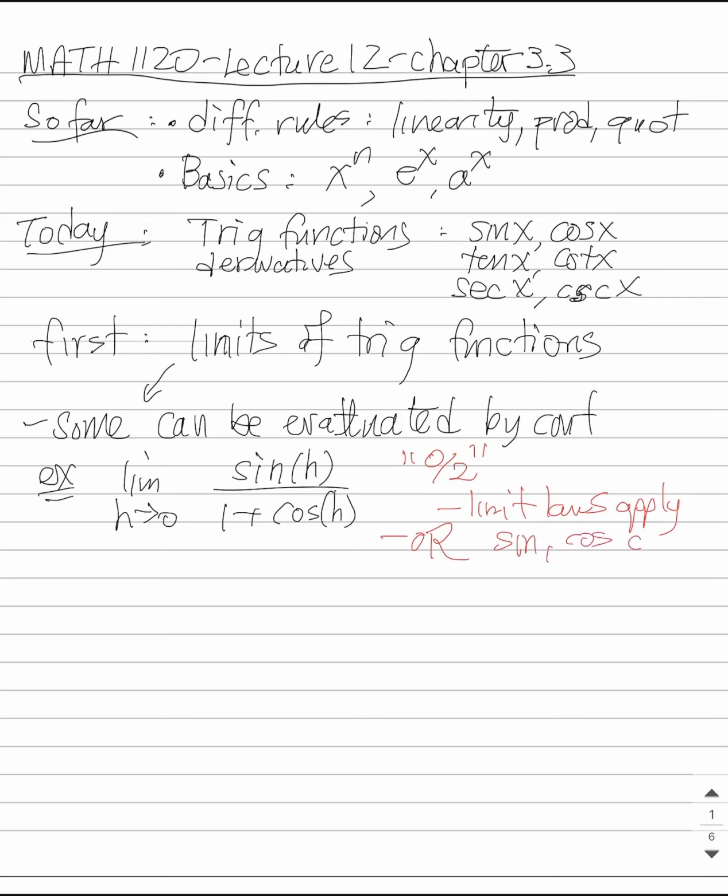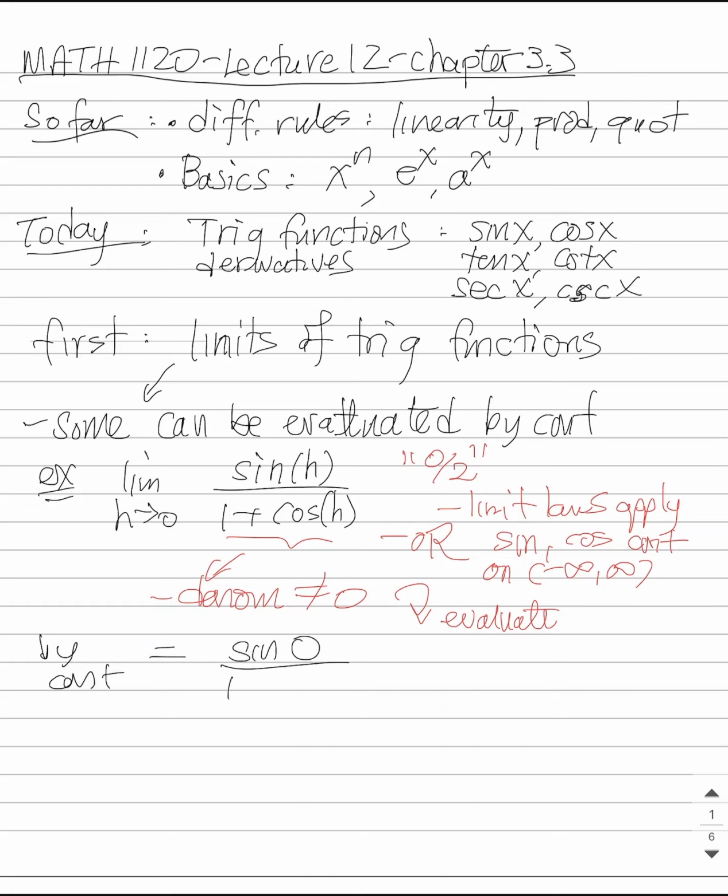Sine and cosine are continuous everywhere on negative infinity to infinity. This particular denominator can never be 0. So you could essentially just evaluate the limit by setting it equal to the value of the function. So by continuity, this is going to be the sine of 0 over 1 plus the cosine of 0, which does in fact give you a 0. Now we could have used the limit laws and just evaluated it directly, but the point is the same. This limit has no issues.